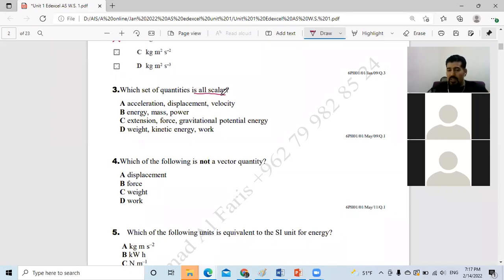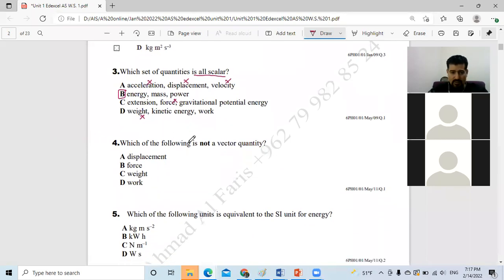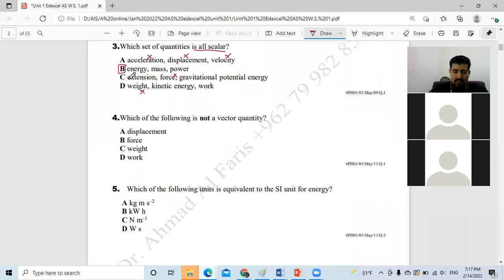Good. As you can see, I wrote here the code and the year that they brought the question. For all scalar, you can see that the acceleration, the displacement and the velocity are vector, vector, vector. And the same thing here, force is a vector. Here we have weight, which is a vector. So which one is the correct answer? The answer is B. Thanks to all the students who practice and give me the correct answer, even if it's not correct. So the answer of question 3 is B.